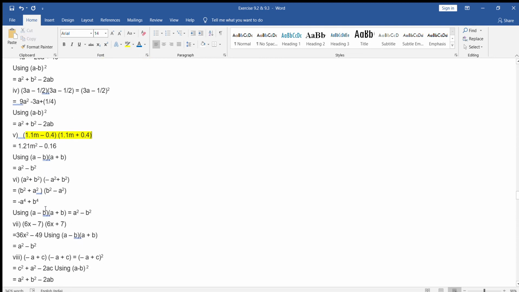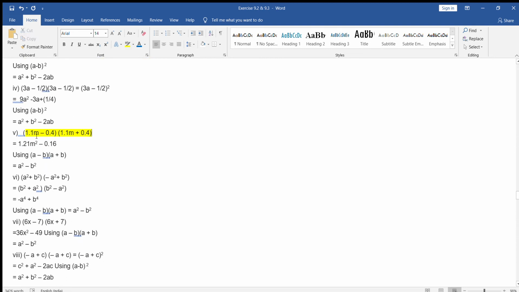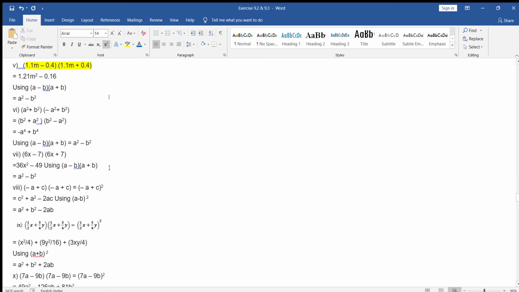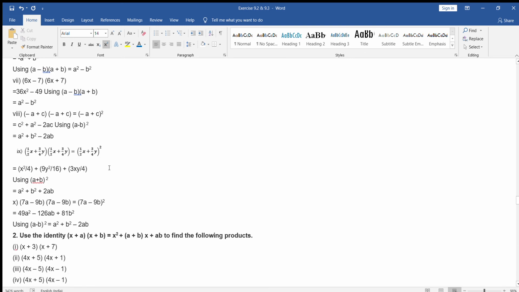In this fifth part, we are having a minus b and a plus b. So what we know is that (a minus b)(a plus b) is a square minus b square. So a square is 1.21 m square and b square is 0.16. You have to write that you are using this identity. Okay, so in this way we can solve this question.